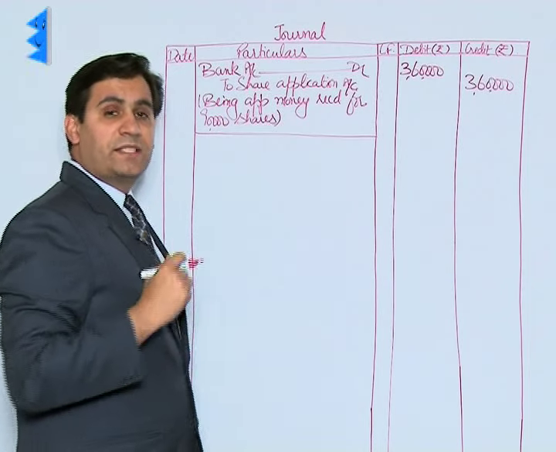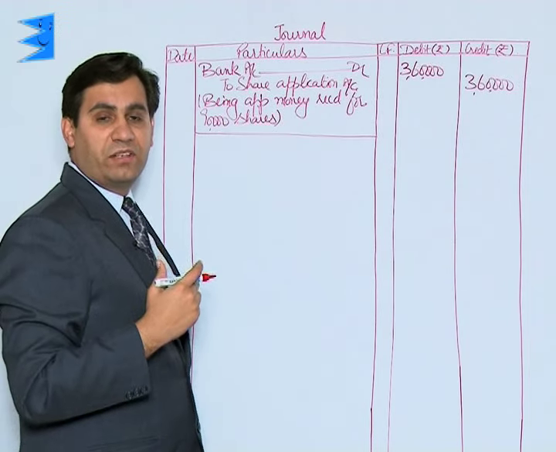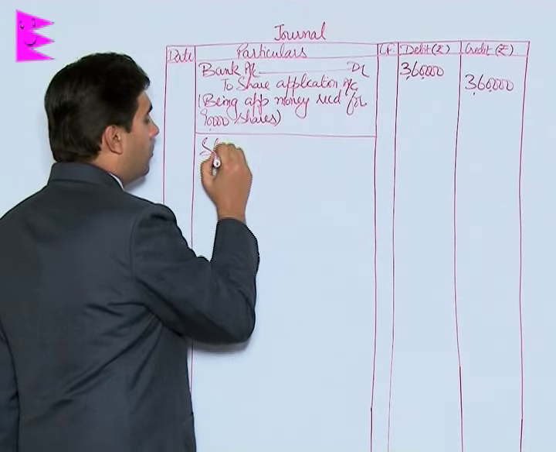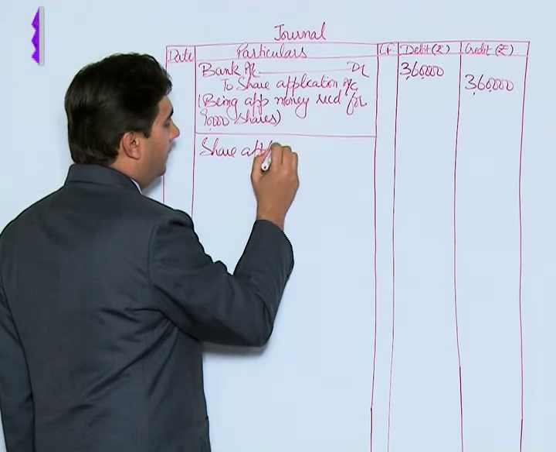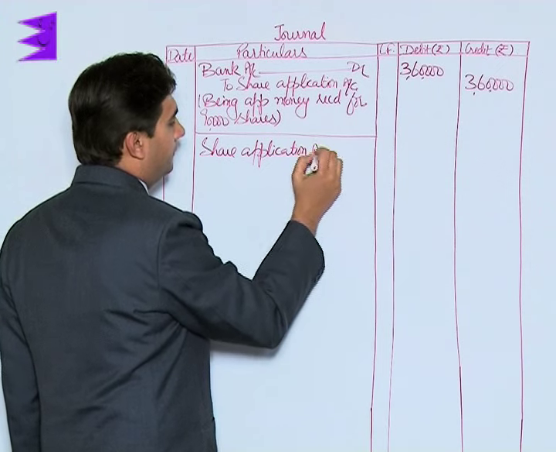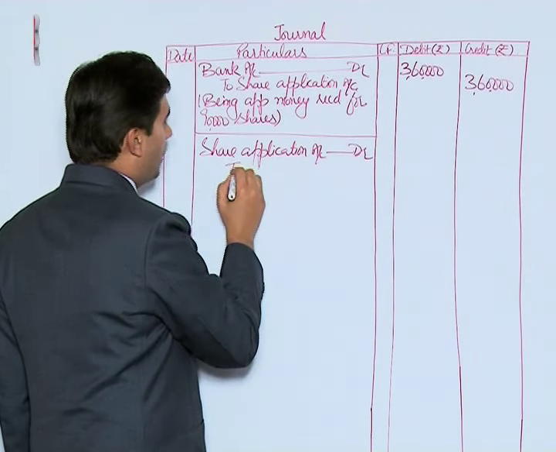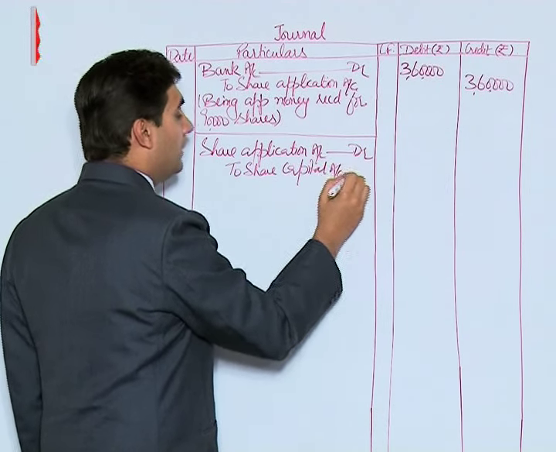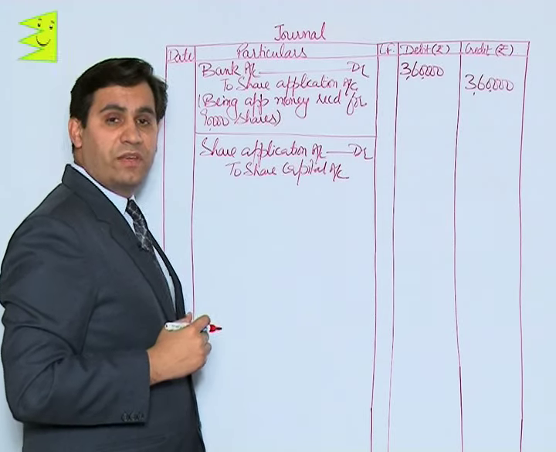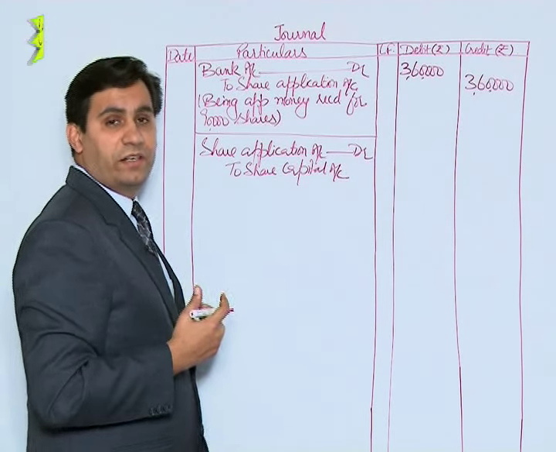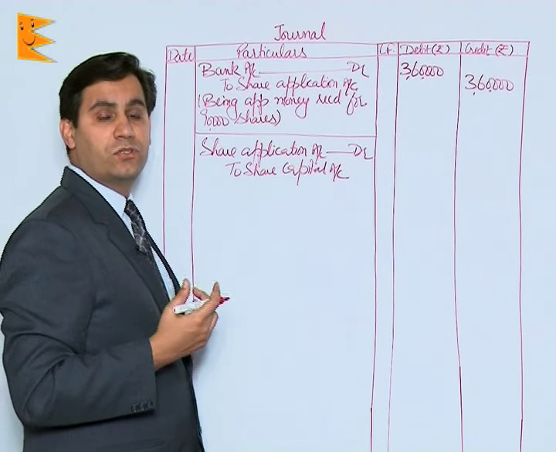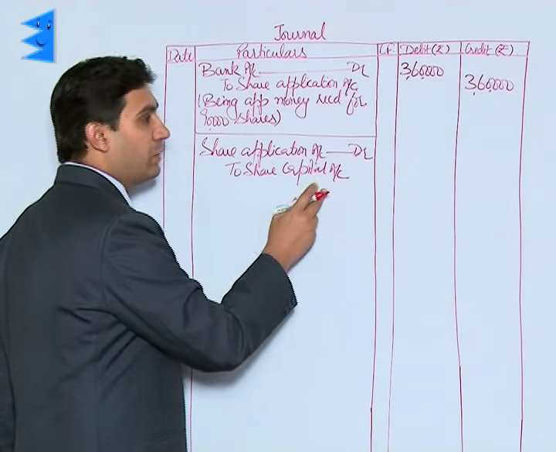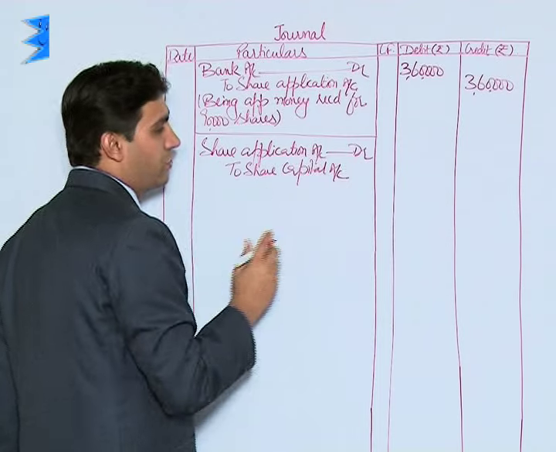Now students, the next entry would be transferring this application money that we have received into share capital account. Share application account debited to share capital account. Remember, in this case, there are no excess applications that we have received. So no money is to be refunded. Rather, we have received applications for less number of shares than we had actually offered to the public. So the total amount that we have received, that is 3,60,000, would be transferred to share capital.